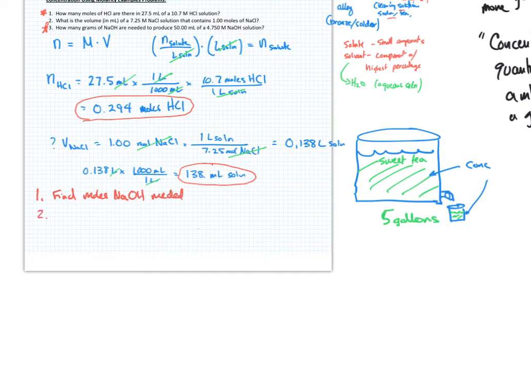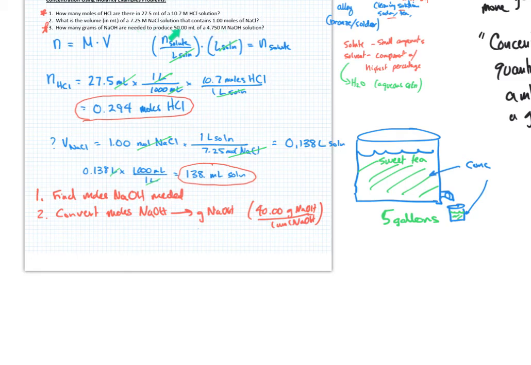And then step 2 is to convert the moles of NaOH to grams of NaOH. And now, in this case, we would need the molar mass, which turns out to be 40 grams NaOH per 1 mole of NaOH. So the only time you need to invoke the molar mass is if you have this kind of problem where it's asking you to make a solution from a solid.